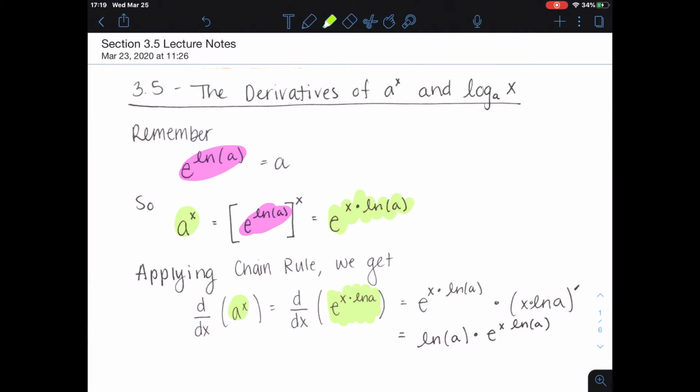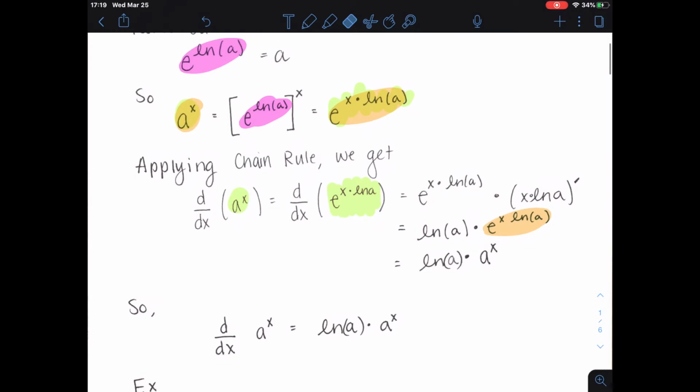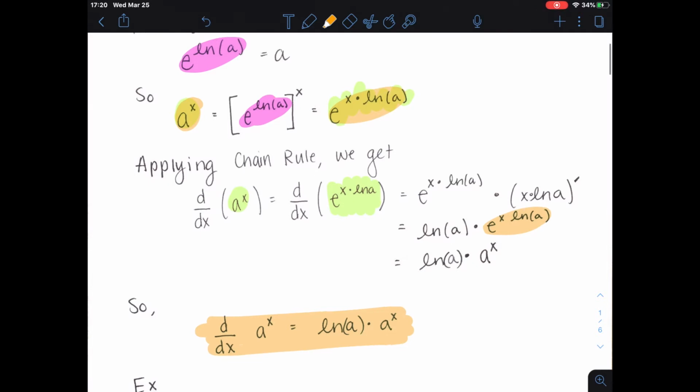But this e to the x ln of a is what we have here. It's just a to the x. So this becomes ln of a times a to the x. So our special rule for differentiating any exponential function is the derivative with respect to x is a to the x times ln of a. So you get that natural log of the base attached to it.